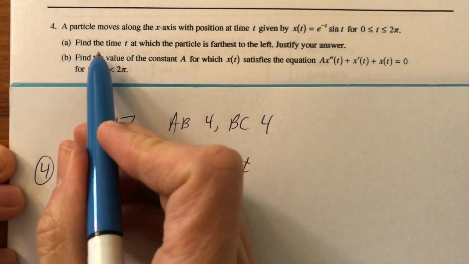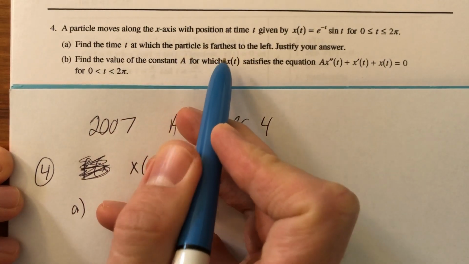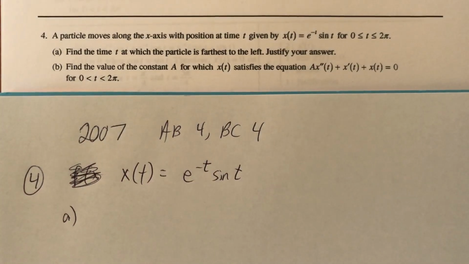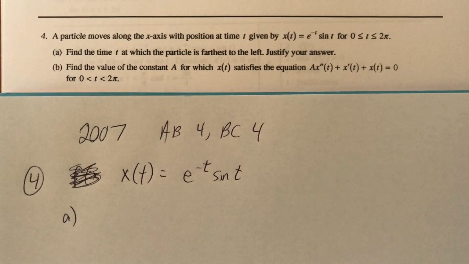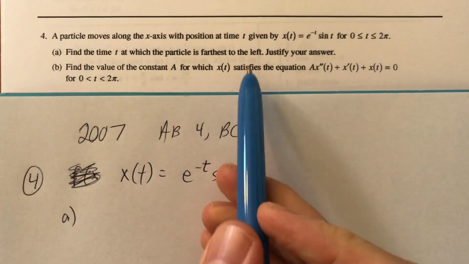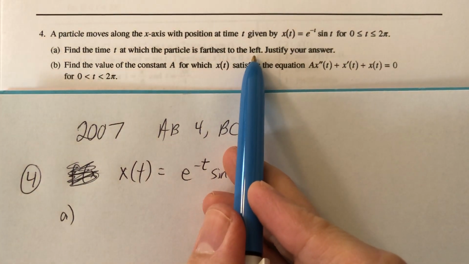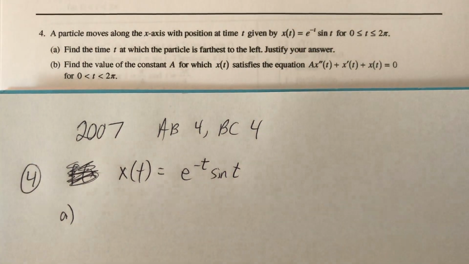So find the time t at which the particle is farthest to the left. Justify your answer. Okay, so what we're finding is an extreme value, right? We're finding when it is farthest to the left. So we're looking for the leftmost point. Now, we can't test every possible point between 0 and 2 pi. There are an infinite number of them.